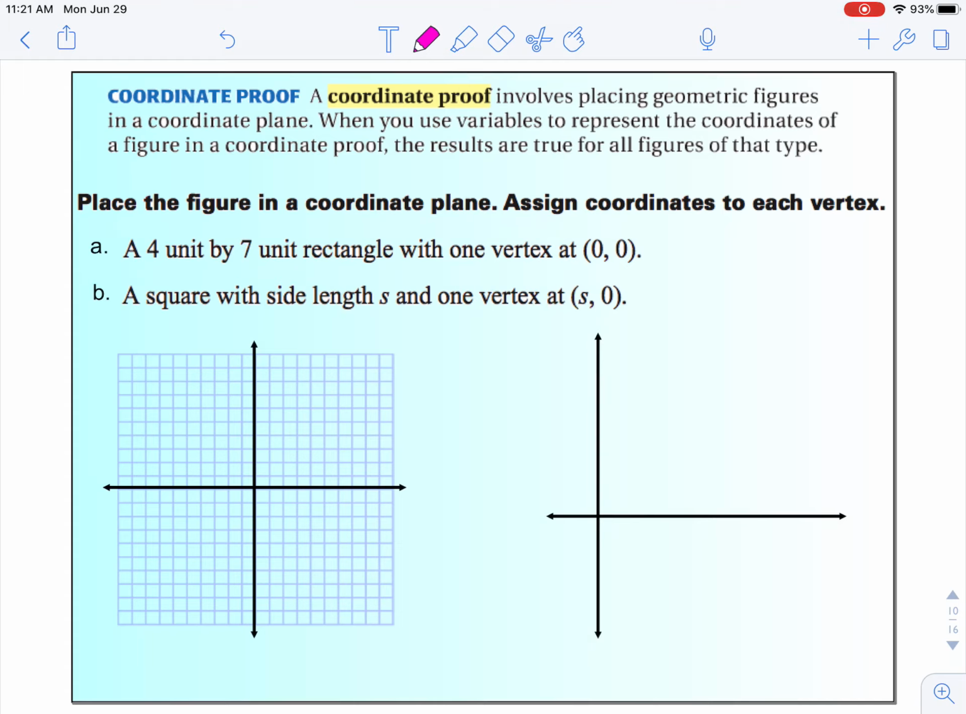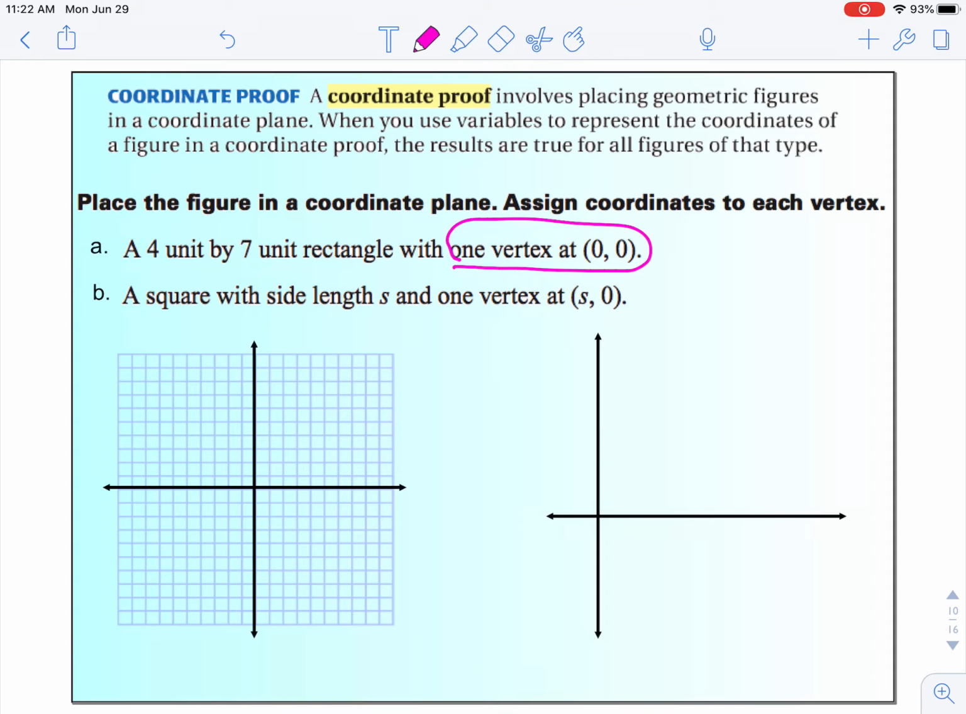So the first thing we're going to work on is that when we place a figure in a coordinate plane, we always want to have one vertex at 0, 0. Whenever we place it in the coordinate plane, it's going to be more convenient and easier to prove if one of our vertices is at 0, 0. So we're just going to practice that for a minute here.